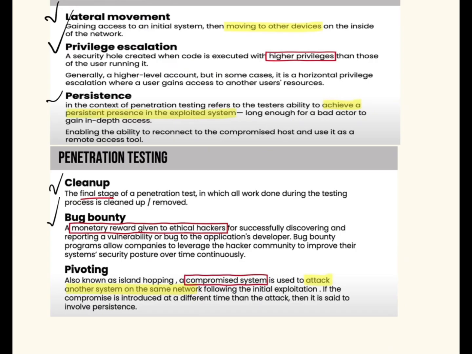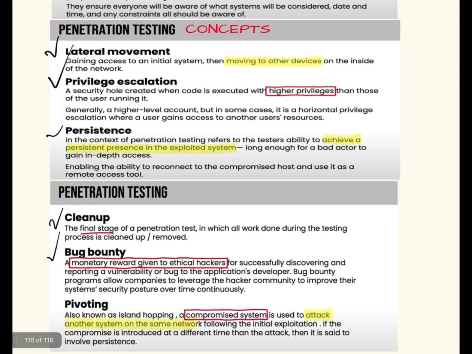All these terms are very important for the CISSP exam. I hope I was able to explain them.